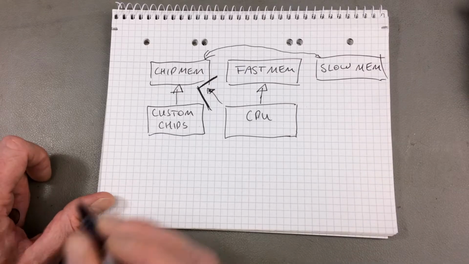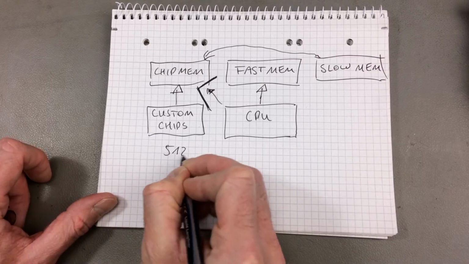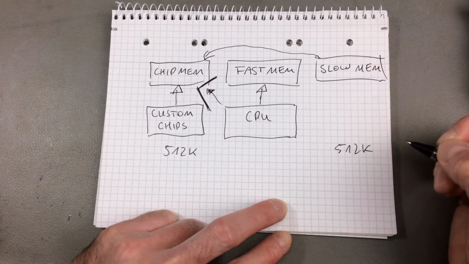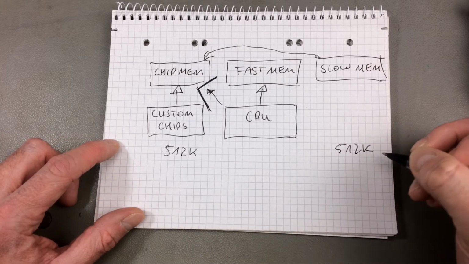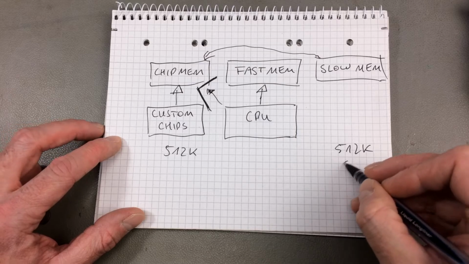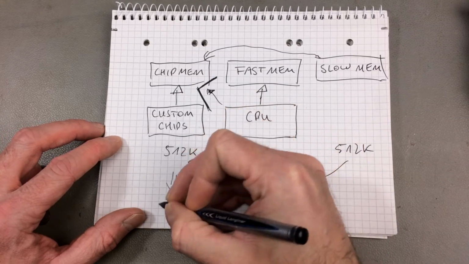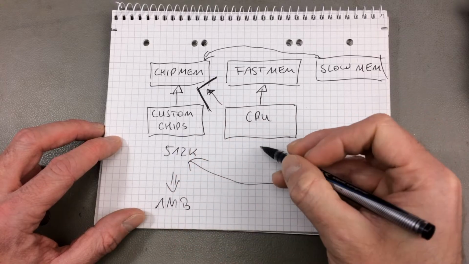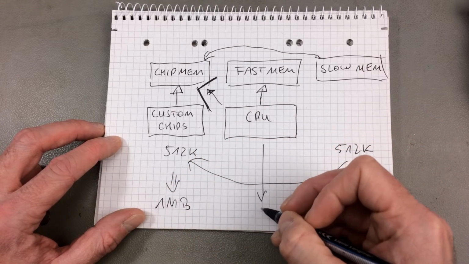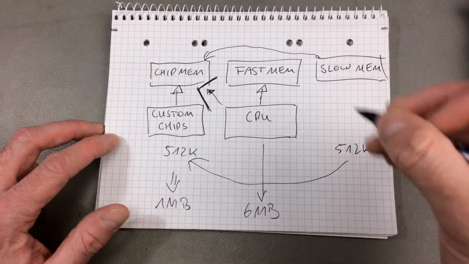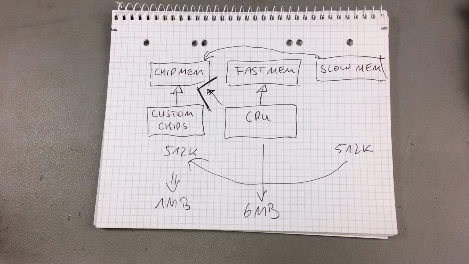So in my configuration, I have 512K chip mem and 512K slow mem, and I want to bring this to 1 megabyte, and then I'm going to expand this to, I think, 6 megabytes. So that's going to be quite a good configuration.